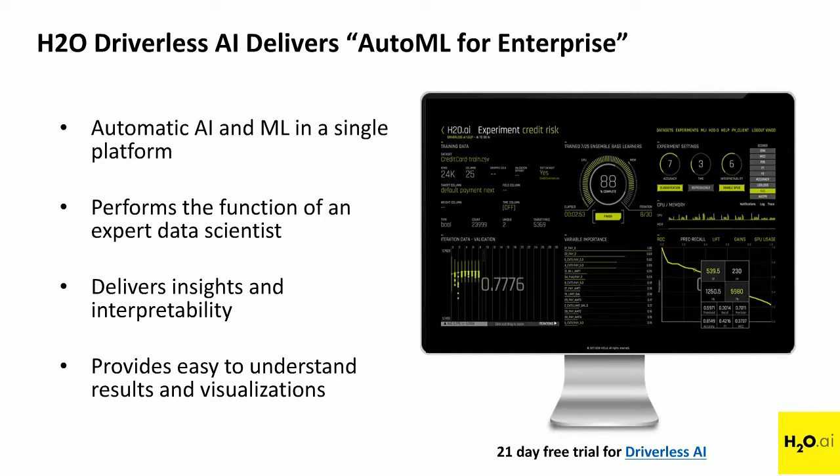So in a nutshell, Driverless AI is able to deliver AutoML for the enterprise. We are delivering automatic AI and machine learning in a single platform and performing the function of an expert data scientist. We deliver insights and interpretability with the help of powerful visualizations, and we also document the entire workflow to be able to trust the model you built and provide explanations for it. And this is our commercial offering, but we also have our open source platform, H2O and Sparkling Water, which are basically delivering the building blocks and all the algorithms that are being used by enterprises. I'll look at that in a little bit more detail when Nanda does a part of the demo.